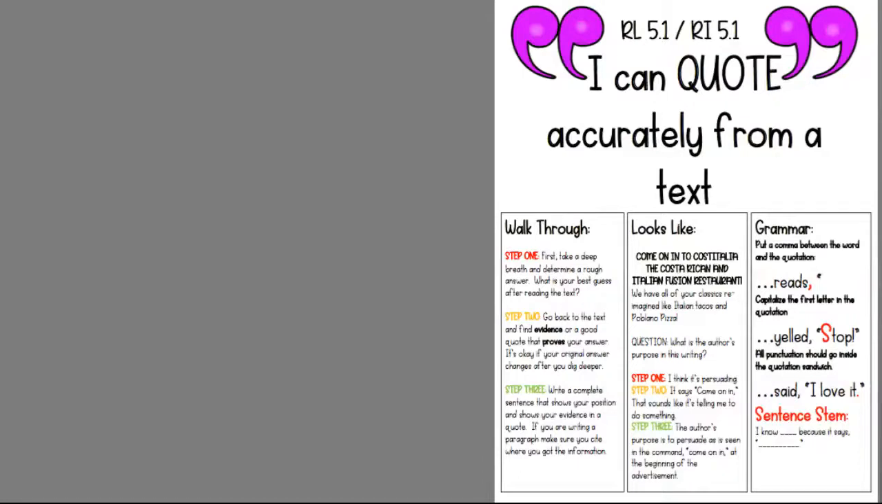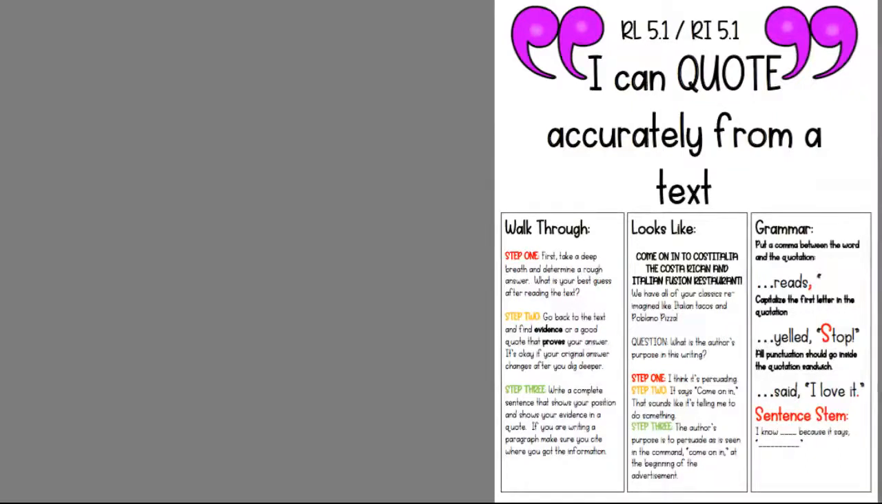The first one says a walkthrough, and it gives a step-by-step process for how students might address this standard. And when teaching this, you can literally go through it, especially if you're using this as an anchor chart. Then the next one shows you what this looks like. It has a short sample passage and step-by-step how students are using that walkthrough to answer that specific question. Then on the far right side, there's extra things. It might give a sentence stem. It might give grammar things you need to know.